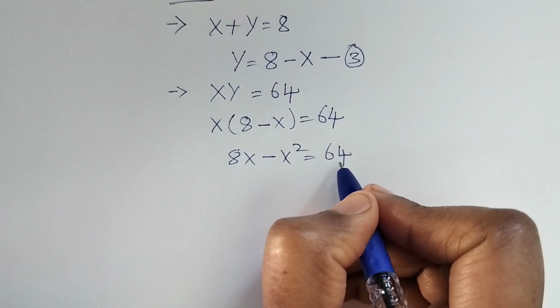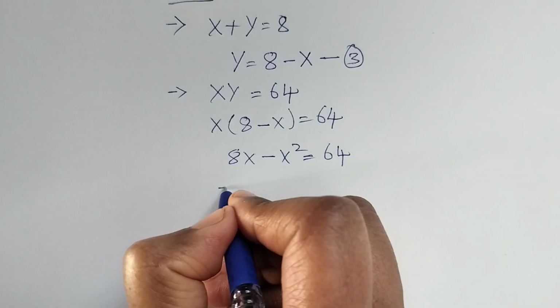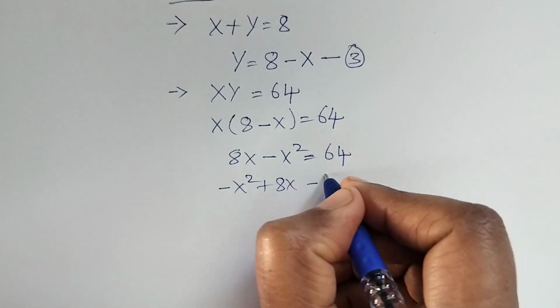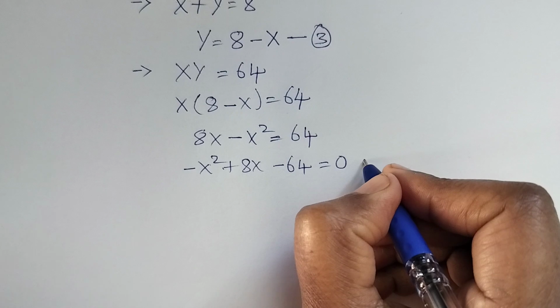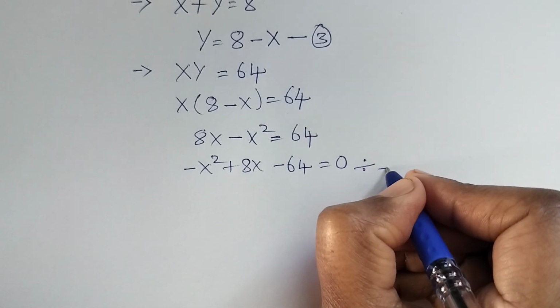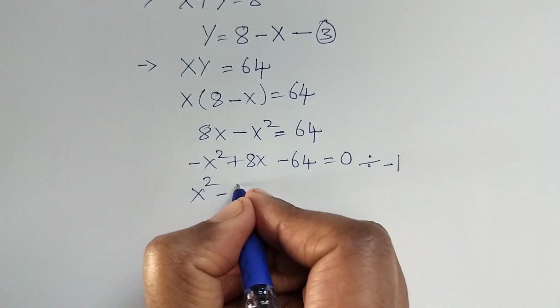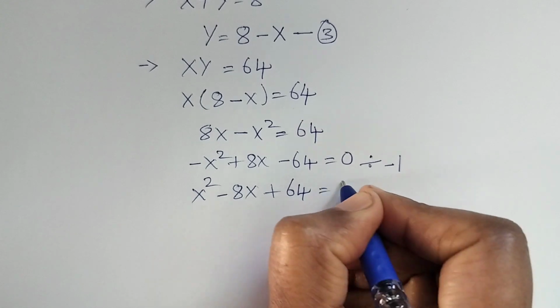So move this term to the left side. Now it will be minus x square plus 8x minus 64 is equal to 0. So now divide by minus 1 on both sides. Now it will be x square minus 8x plus 64 is equal to 0.